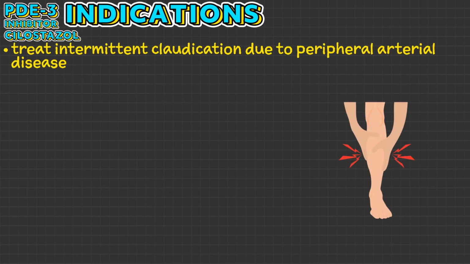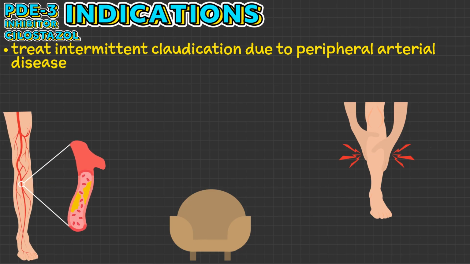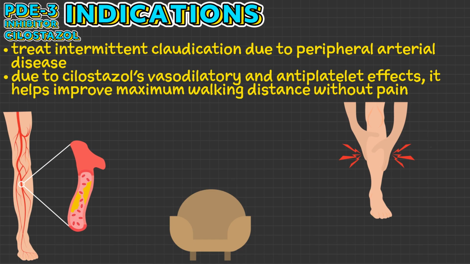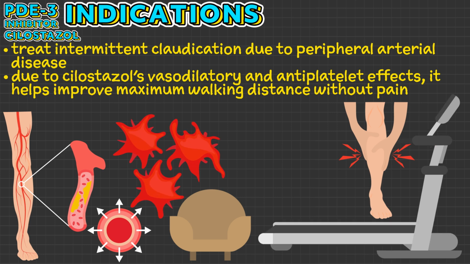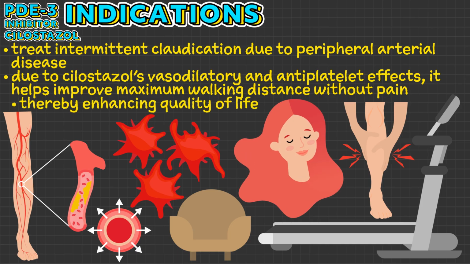Cilostazol is used to treat intermittent claudication, which is the painful cramping experienced in the legs, especially while walking, that resolves with rest, due to peripheral arterial disease. Due to Cilostazol's vasodilatory and antiplatelet effects, this medication helps improve maximum walking distance without pain, thereby enhancing quality of life.